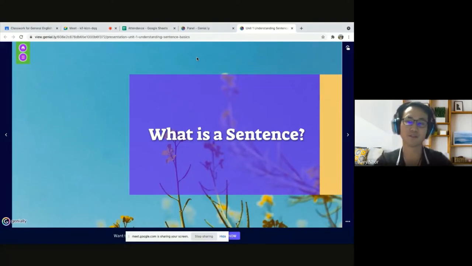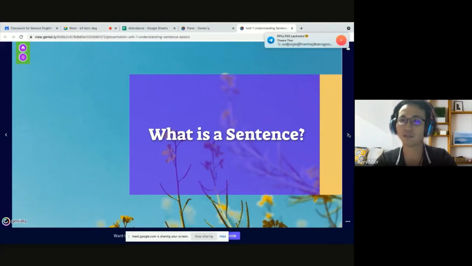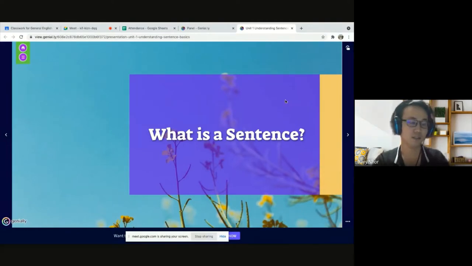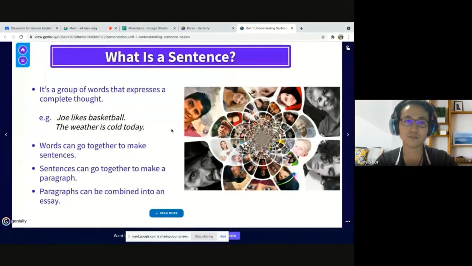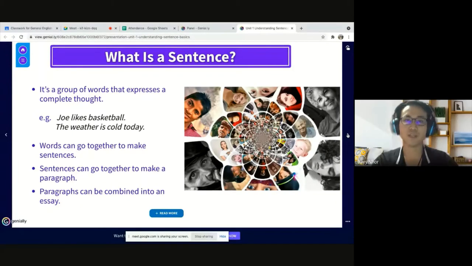After we learn every session, every lesson. So a sentence is a group of words that combine together to give a complete thought or complete meaning to something that we want to express. And there are three parts of a sentence, four actually. But the two main parts of a sentence are the subject and the verb. That is the two parts of a sentence.